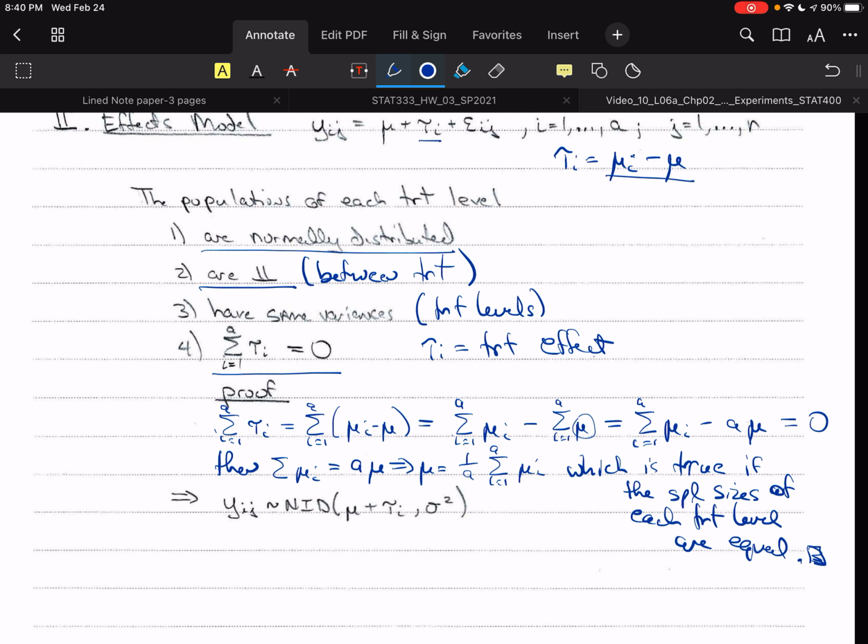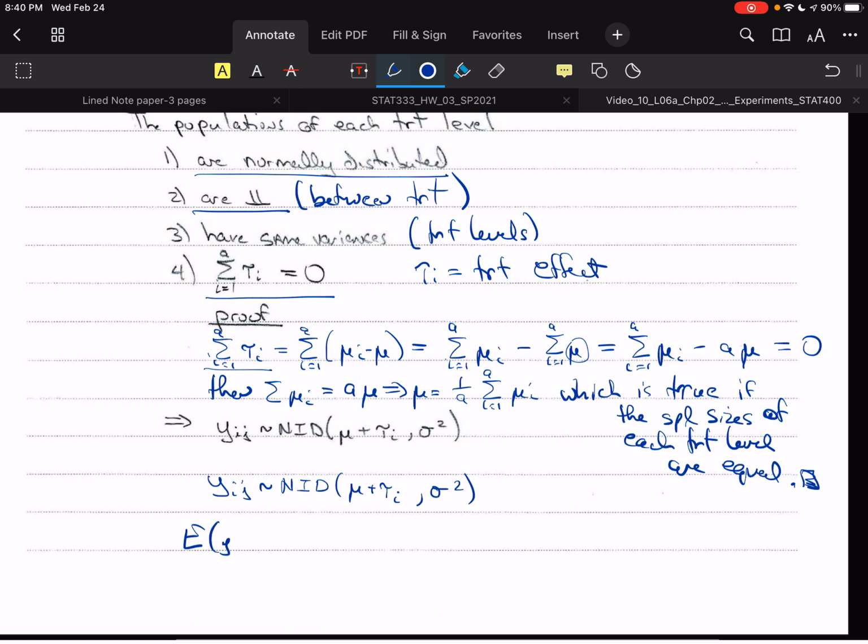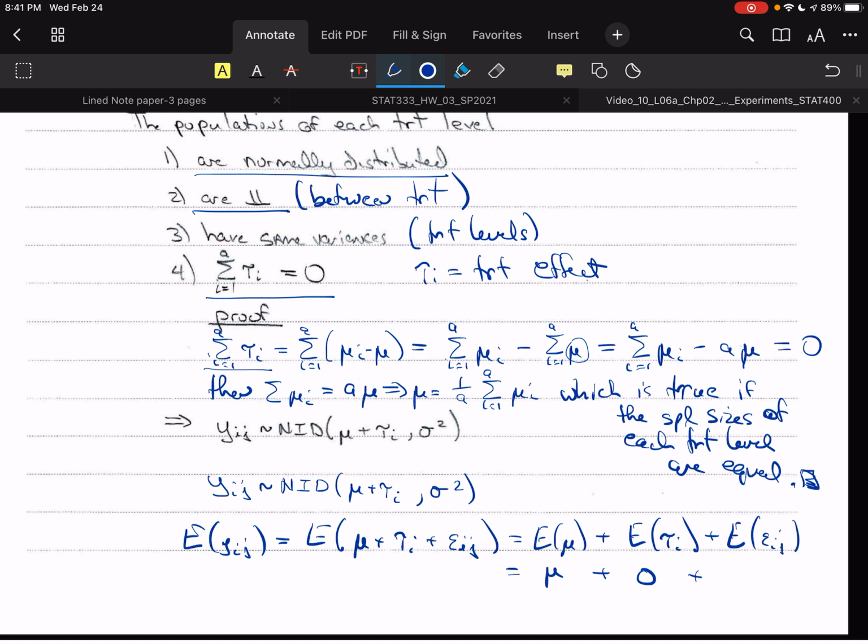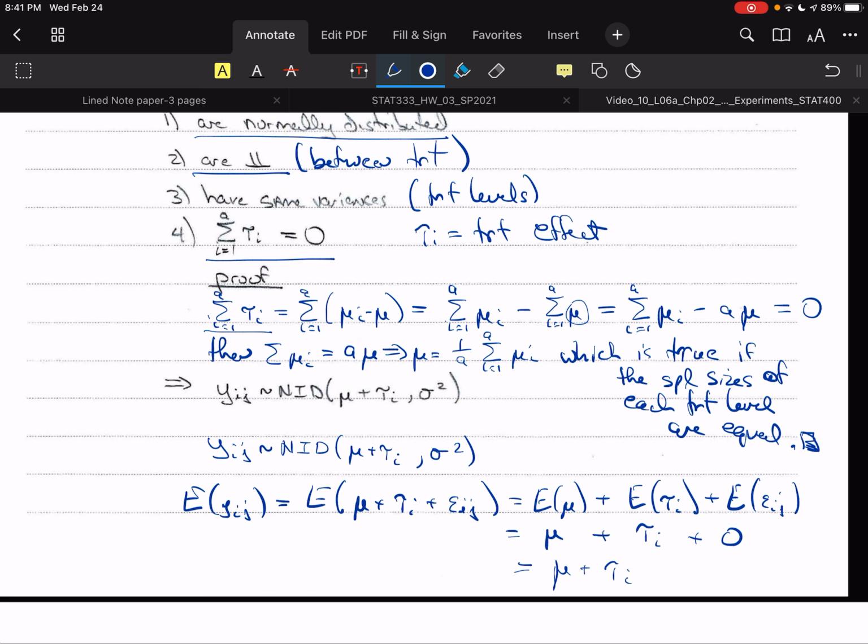So think about that. Since we have that the sum of tau I is equal to 0, then Yij has a normal, independently distributed, mu plus tau I mean and variance sigma squared. Because E of Yij in this model is equal to E of mu plus tau I plus epsilon ij, which is E of mu, which is just mu, plus E of tau I, plus E of epsilon ij, which is 0. Oh, I'm sorry, tau I is not 0. This is a constant, it's not the sum of. This is tau I, and so we have mu plus tau I. I was thinking the sum of tau, but no.